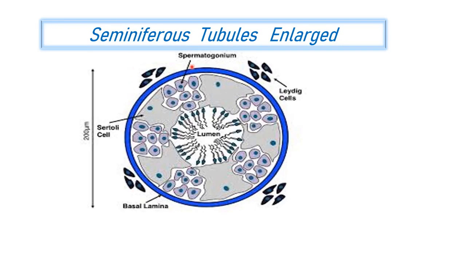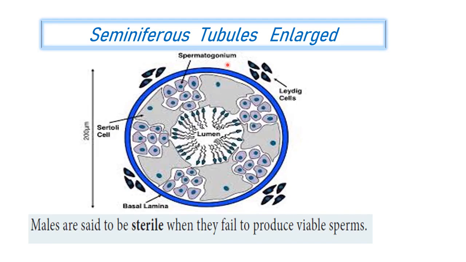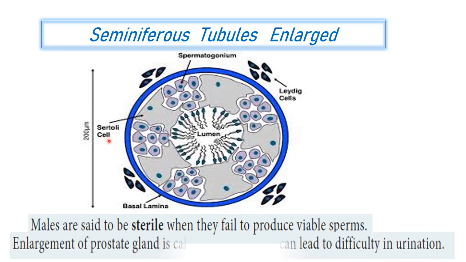We are seeing the seminiferous tubule, an enlarged section. It is made up of two types of cells, Sertoli cells and spermatogonium cells. The Sertoli cells are also called nurse cells because they provide nutrition to the growing spermatogonium, the male germ cells. These male germ cells move across the Sertoli cells and enter into the lumen to mature through the process of spermatogenesis. Till they mature, the nourishment is provided by the Sertoli cells.